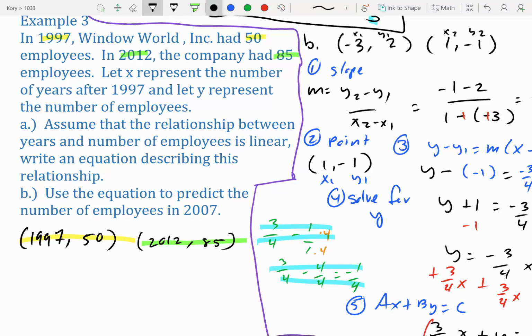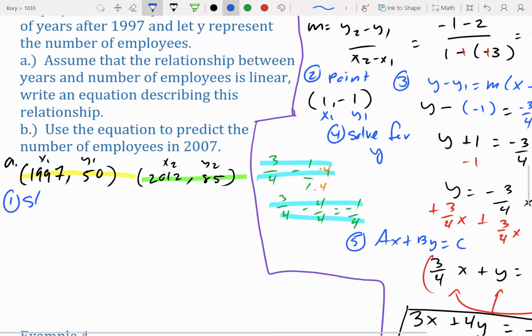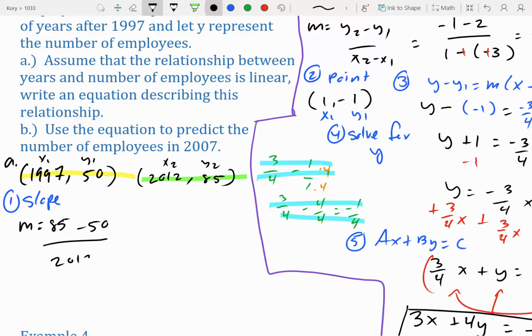Now we have 2 points. We can go ahead and do this. So we have x1, y1, x2, y2. Our first step is to find the slope. So we have m equals 85 minus 50 over 2012 minus 1997. That leaves us with 35 over 15. Reduce each by 5 to get 7 over 3.